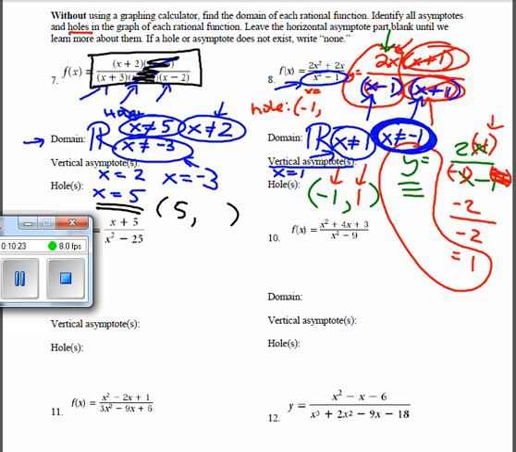And on the top, you'd have 5 plus 2 is 7. Over on the bottom, you'd have 5 plus 3 is 8, and 5 minus 2 is 3. 8 times 3 is 24. You get 7/24 when you put in x equals 5. All right? So it's holes, vertical asymptotes, and domain.